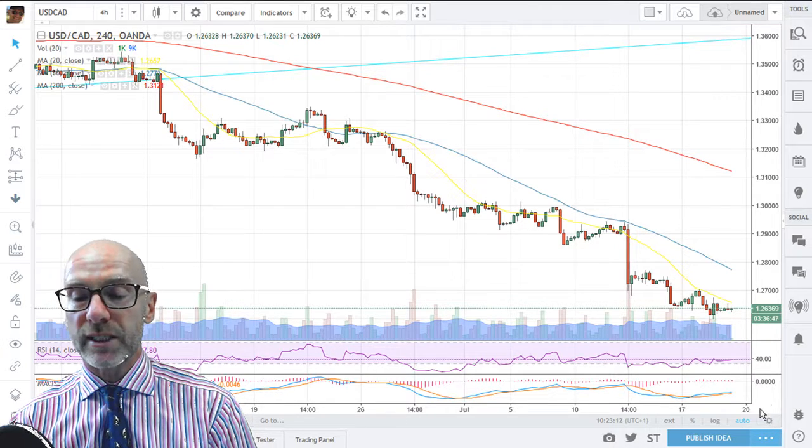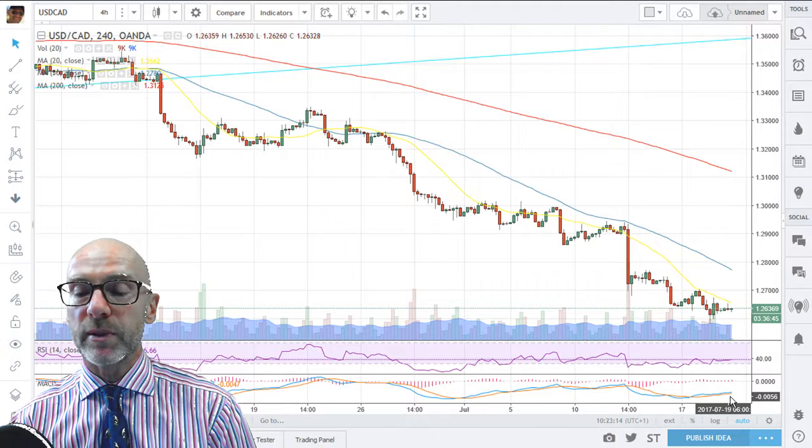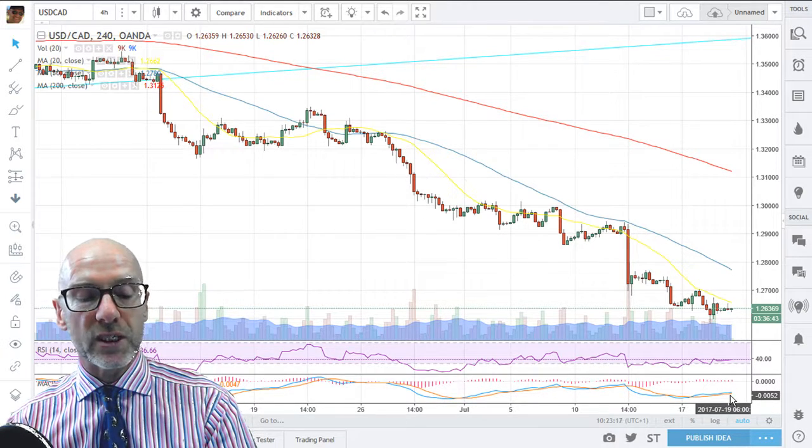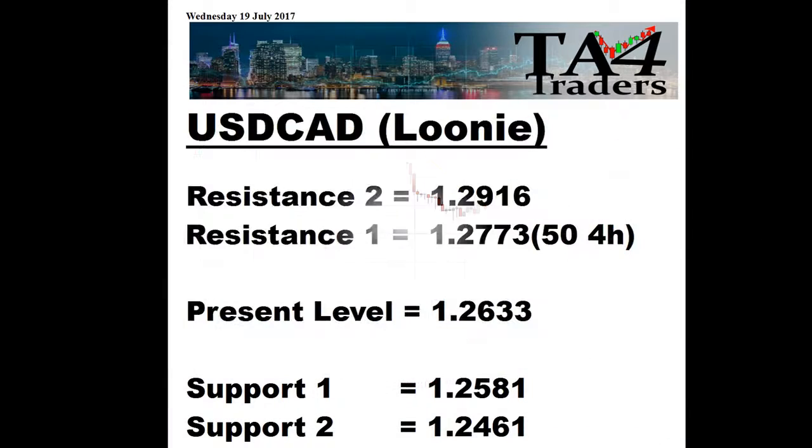On the momentum side, as I said, there are signs of increasing momentum, and that's confirmed with the MACD as well. On the support resistance levels, there's resistance 127.73. That's from the 50 at the 4-hour. I haven't put the 20 at the 4-hour on here. These are daily support and resistance lines. Resistance 2 129.16, with support at 125.81 and 124.61.